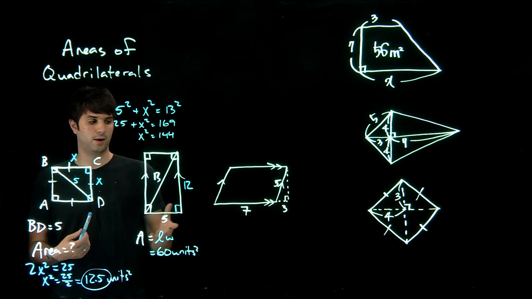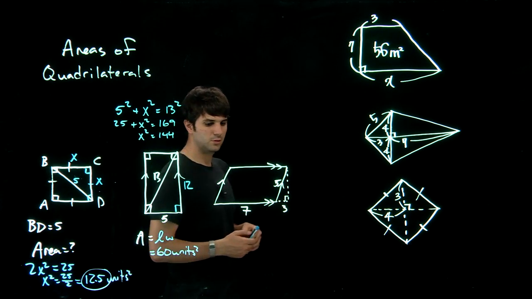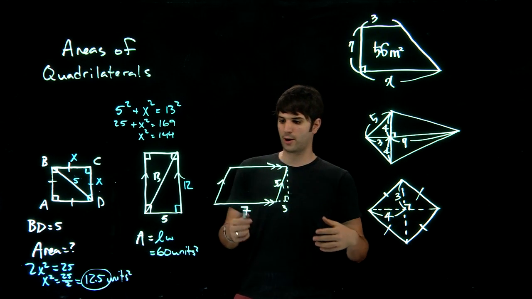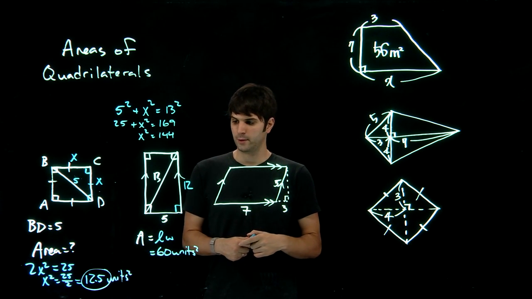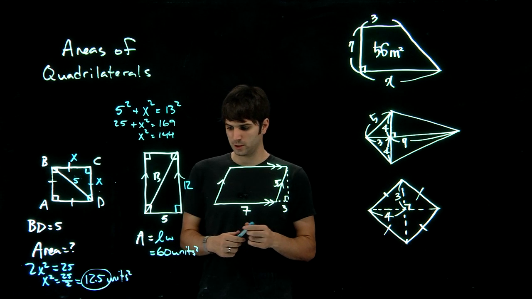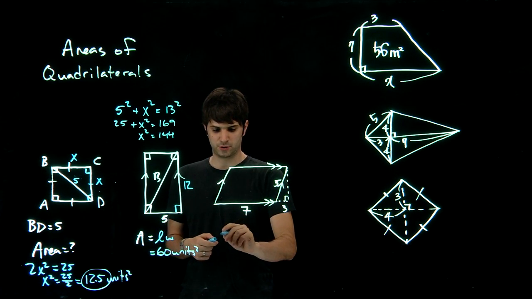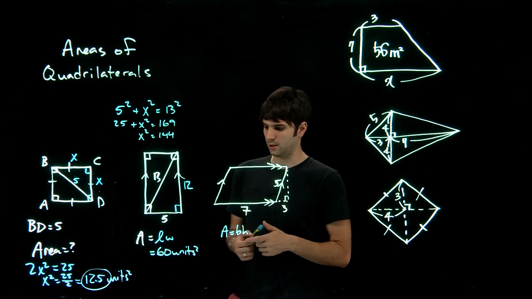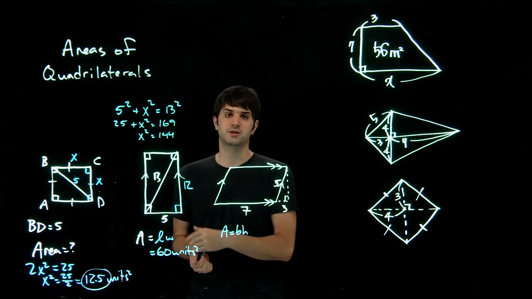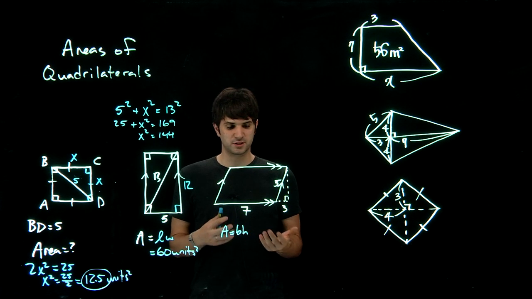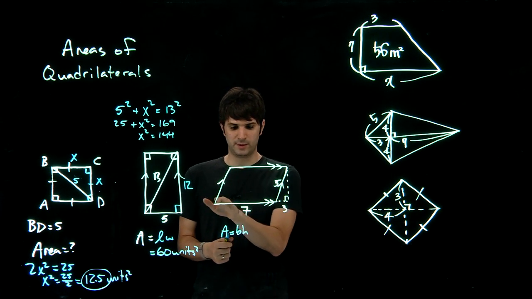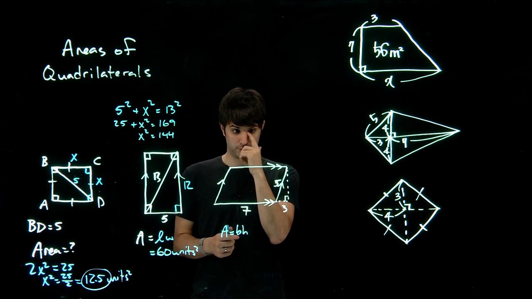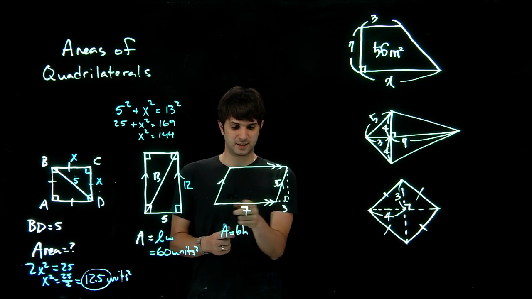Okay. So moving on, we have a parallelogram. Okay, parallelogram. And we know that, it's important, just write down your equation. Area of a parallelogram equals base times height, just like a rectangle. The question is, what is the base and what is the height? Well, we have a base here. So the base can be 7.